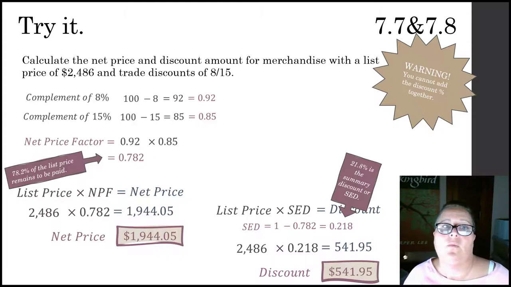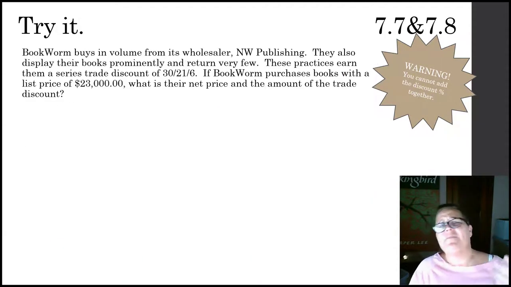The second way works if you already have the single equivalent discount. And if you've got that single equivalent discount already, then just multiply it by the list price to get exactly the discount. It's more about efficiency than it is right way, wrong way. It's just good to have a lot of tools in your belt. Does that make sense?